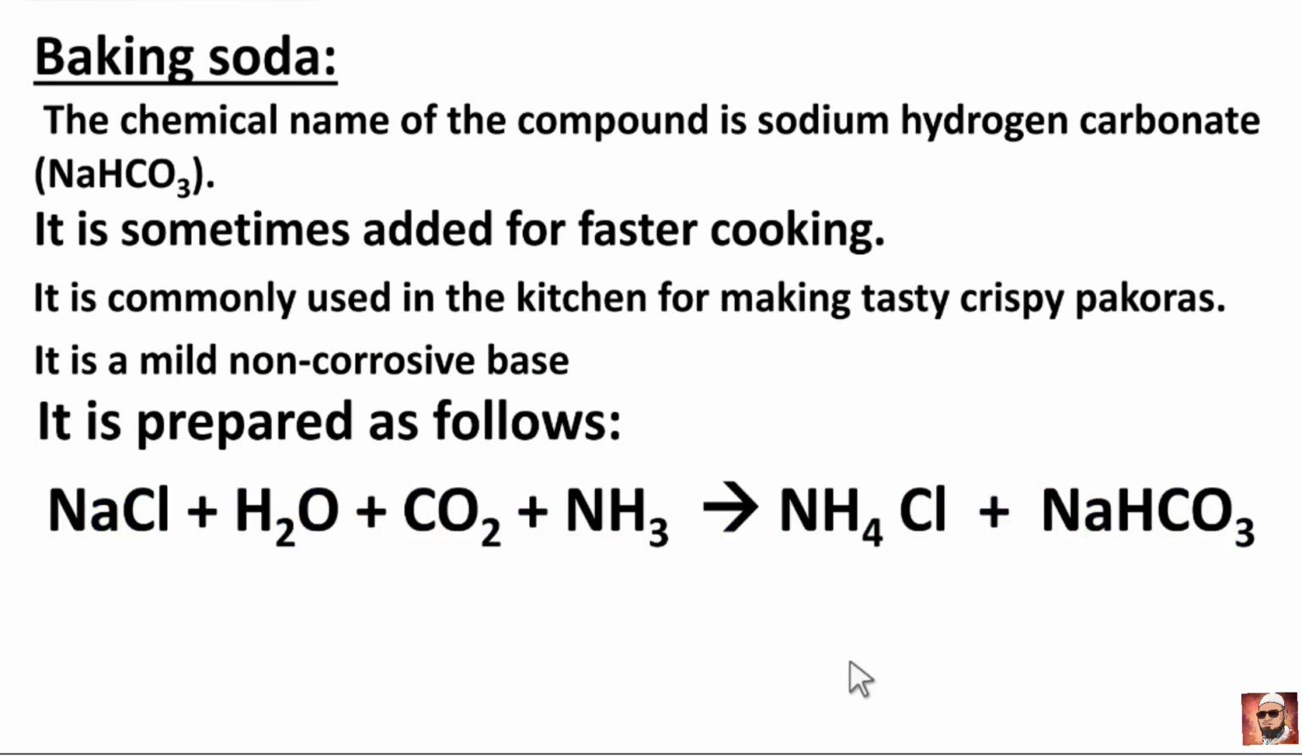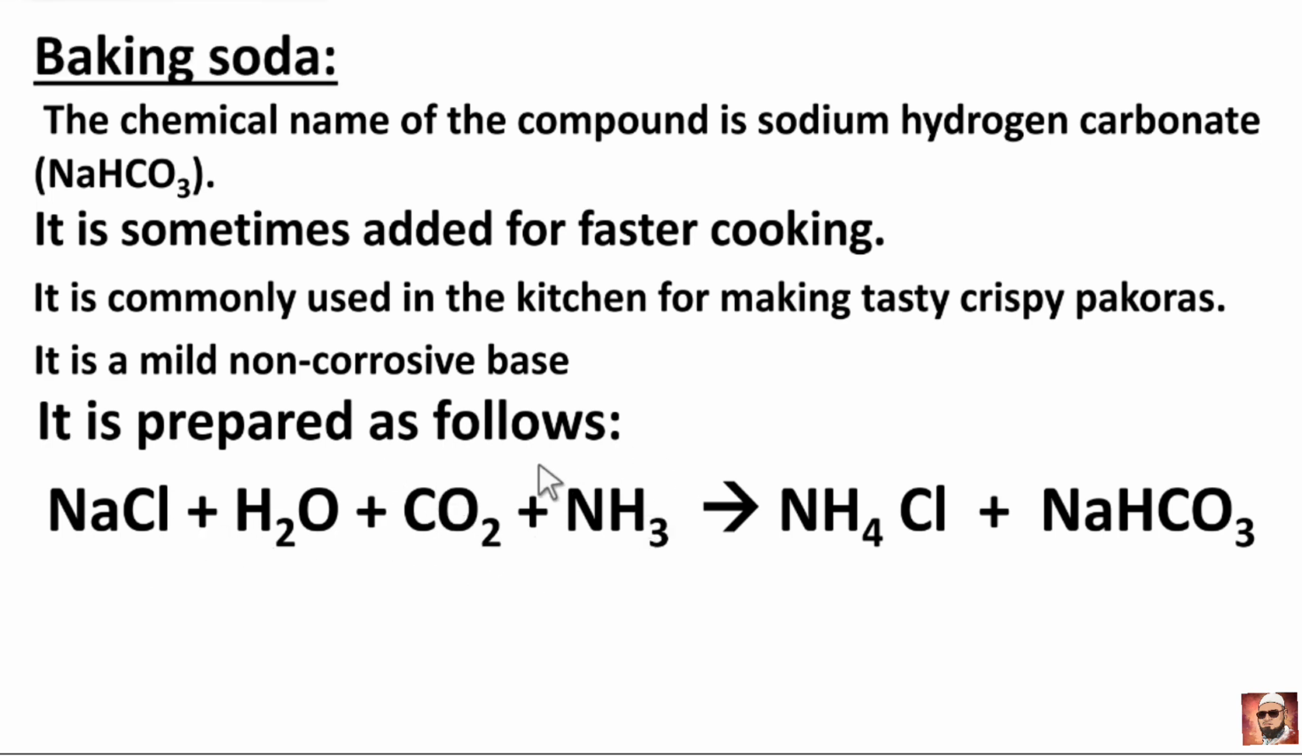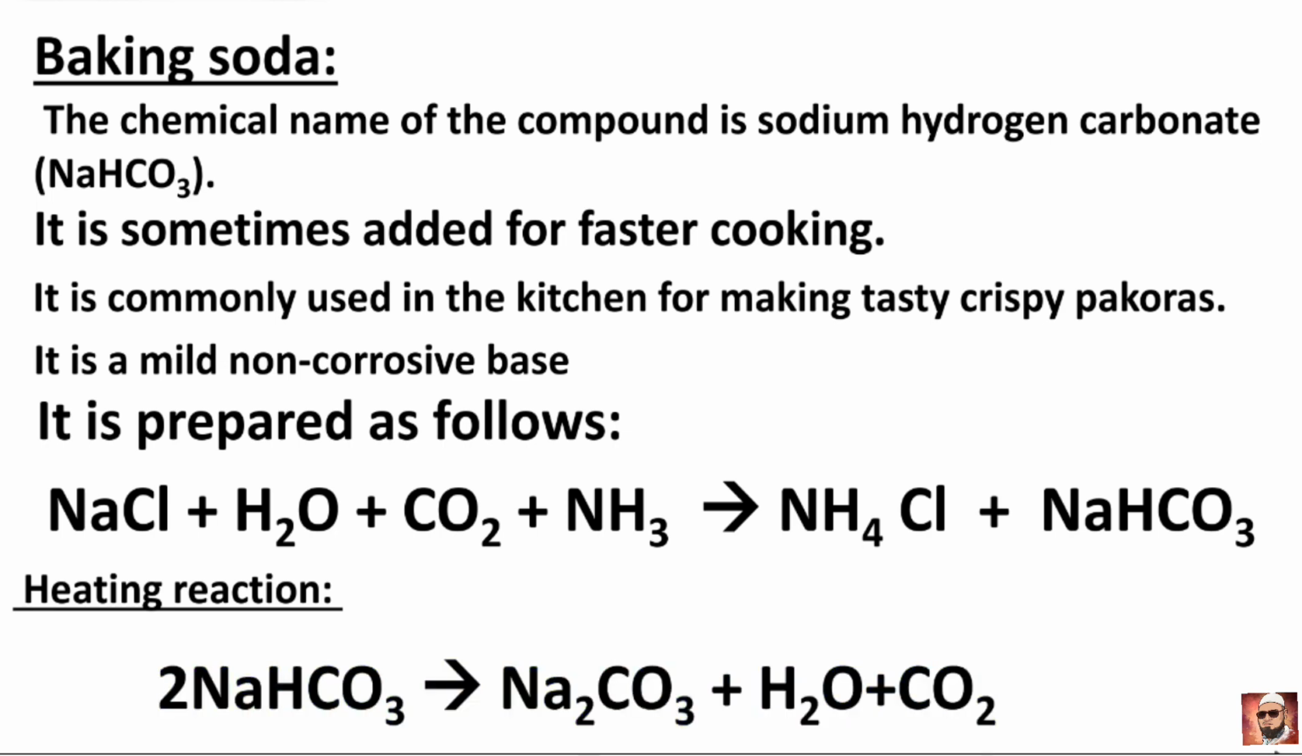NaCl plus H2O, that is brine solution. In the brine solution, when you pass carbon dioxide gas and ammonia gas NH3, then it forms two products. One is ammonium chloride, the other is sodium bicarbonate, that is NaHCO3. The heating reaction of baking soda is, when you heat NaHCO3, it forms three compounds: sodium carbonate Na2CO3, water H2O, and carbon dioxide gas.